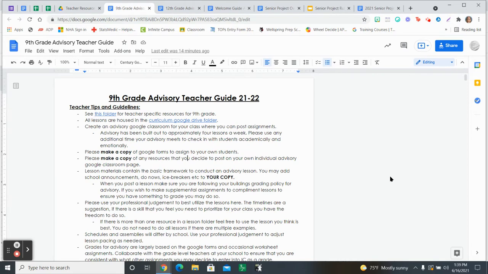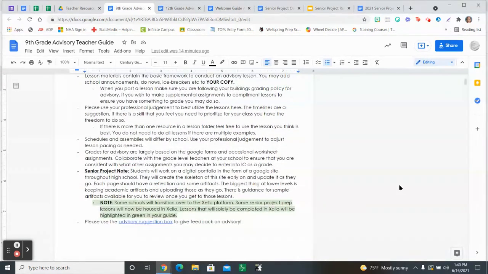If your school is using Zello, this has also been incorporated into these guides. For the senior project, Zello will now house the majority of the materials for the senior project instead of creating things in Google Drive where they can get lost for students. So this will build throughout advisory. There will be specific notes about the senior project throughout the guide.